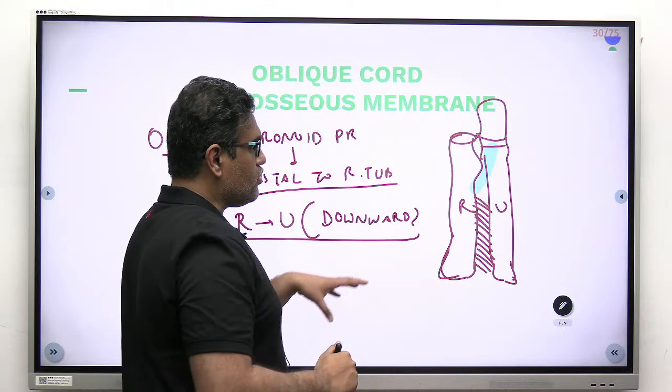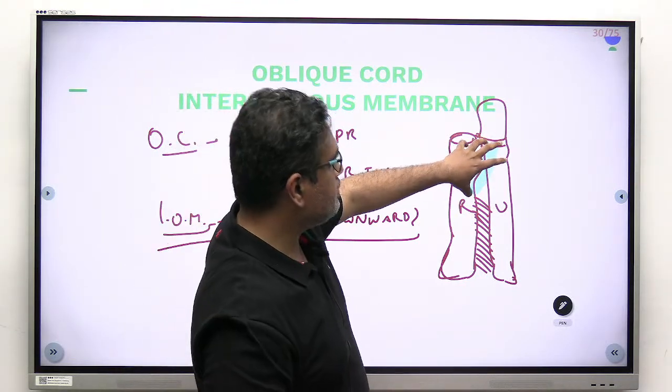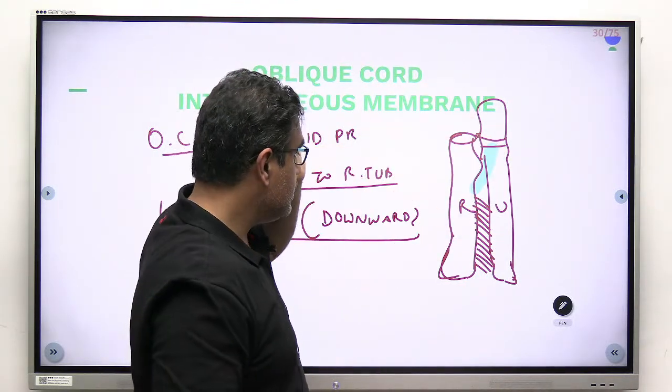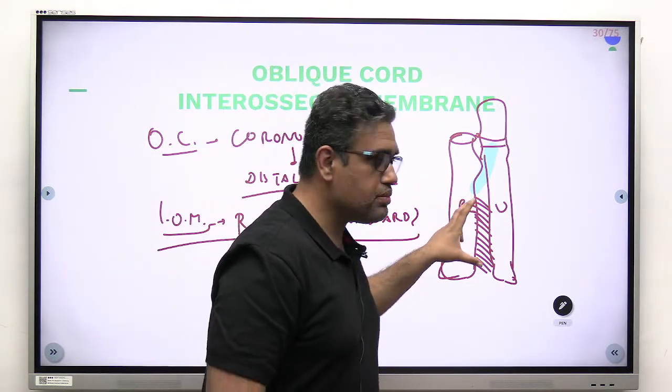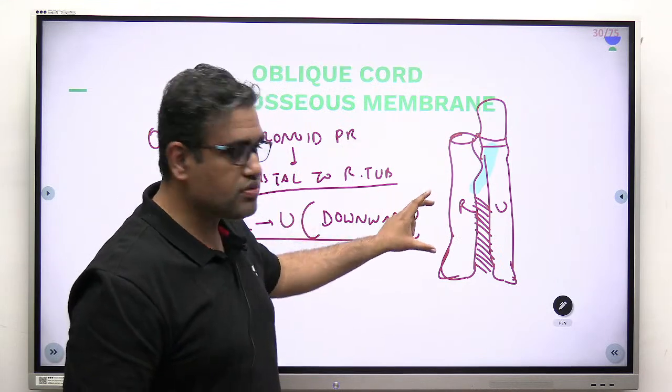And the oblique cord is said to be a degenerated part of the biceps tendon. That is also said. But come to the interosseous membrane, that is actually more important. What is this interosseous membrane giving rise to? What is the importance of this?